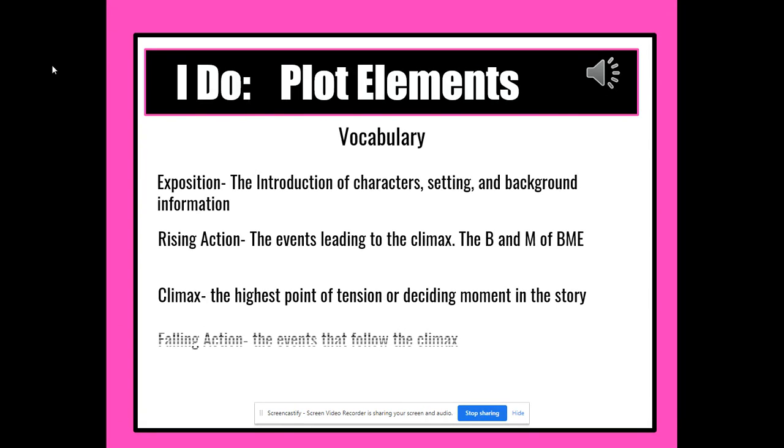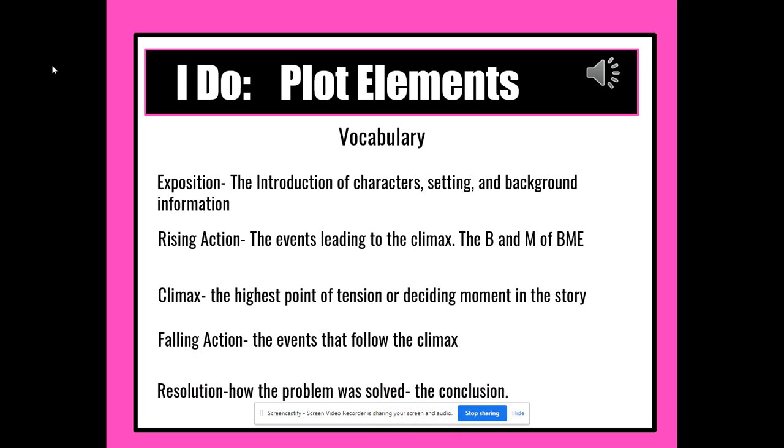After climax, we have the falling action. Falling action are the events that follow the climax. It's events that happen after all of the excitement. We find out how the characters feel and what they do after all of the excitement. After that, we come to the resolution. The resolution is how the problem was solved. It's the conclusion. It's that now that the problem is solved, how have the characters changed? What impact did it have on them? What lessons did they learn?